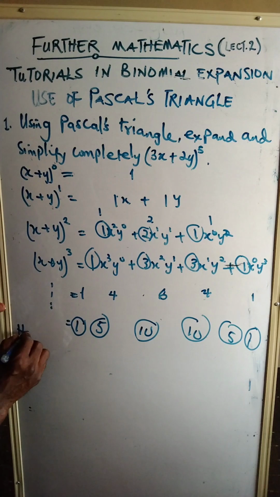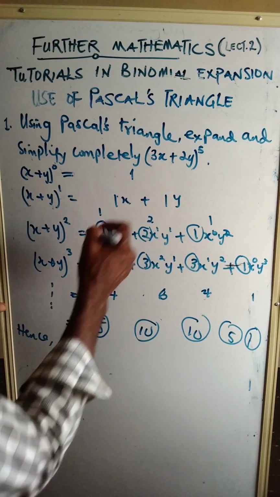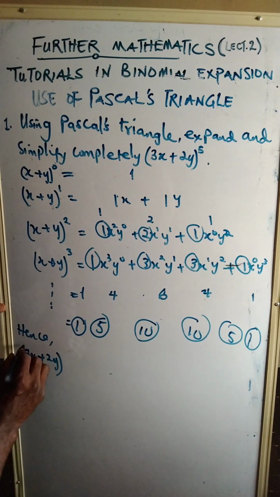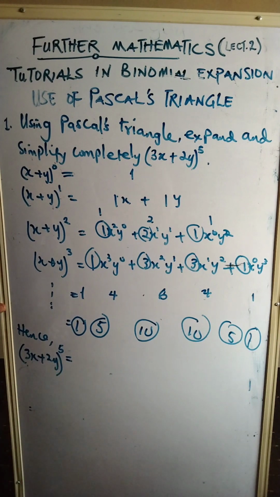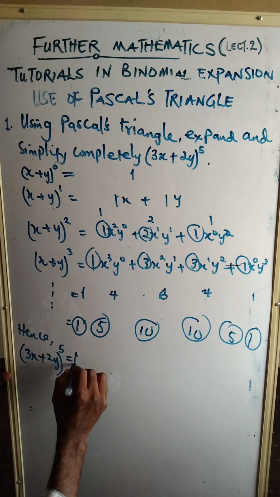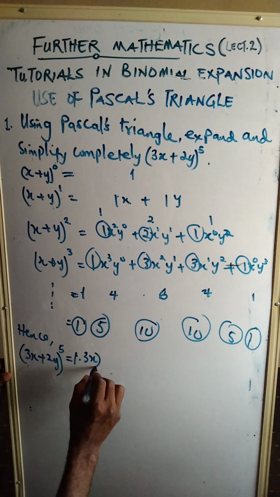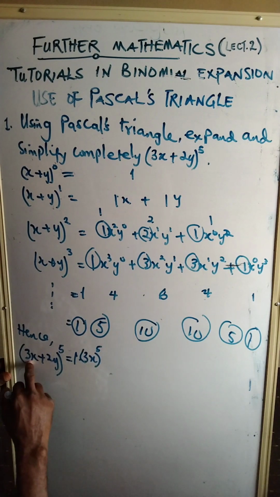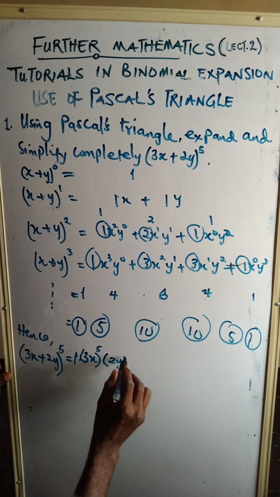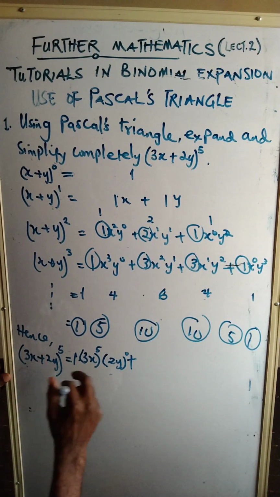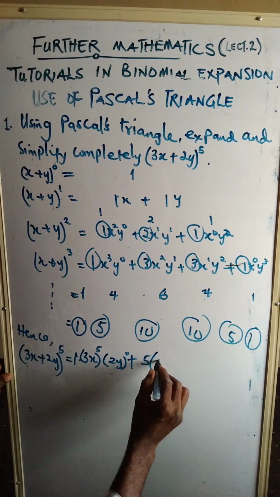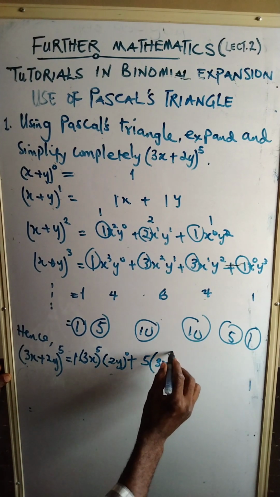So we now say, hence, if we want to do this for 3x plus 2y, everything raised to power 5, what it's going to give us is: the first leading coefficient is 1, then we have 3x raised to power 5. That's referring to this. Of course, this is the next thing, so it will be 2y raised to power 0. Then the next one is going to be, the leading coefficient is 5. So we're going to put that, then we have 3x raised to power 4.